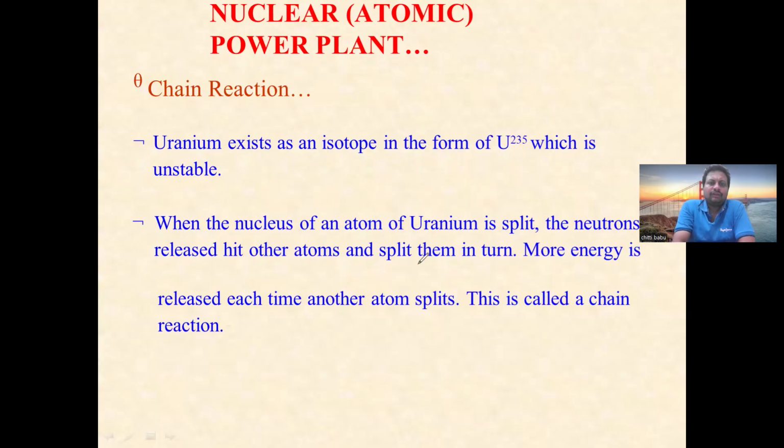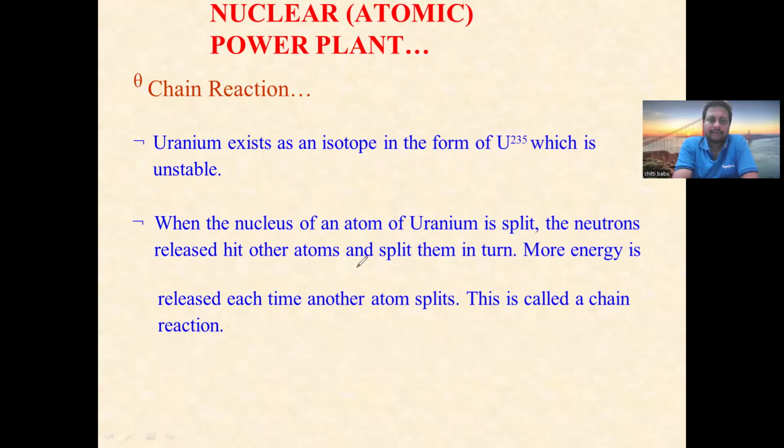So when the nucleus of an atom of uranium is split, the neutrons released hit other atoms and split them. So more energy, more heat energy is released each time another atom splits. So this is called a nuclear chain reaction.